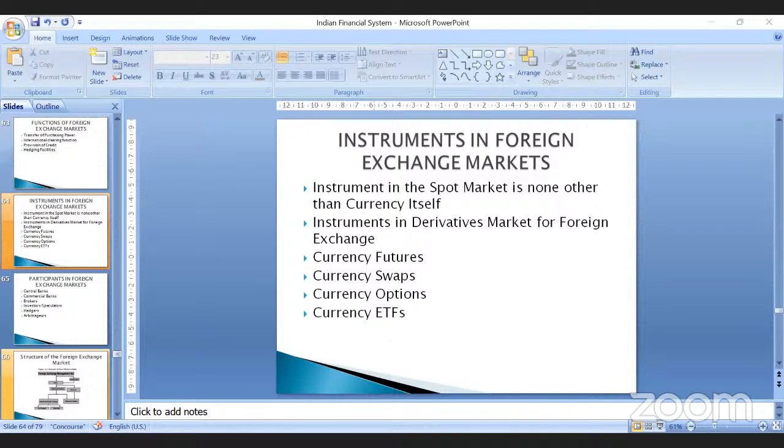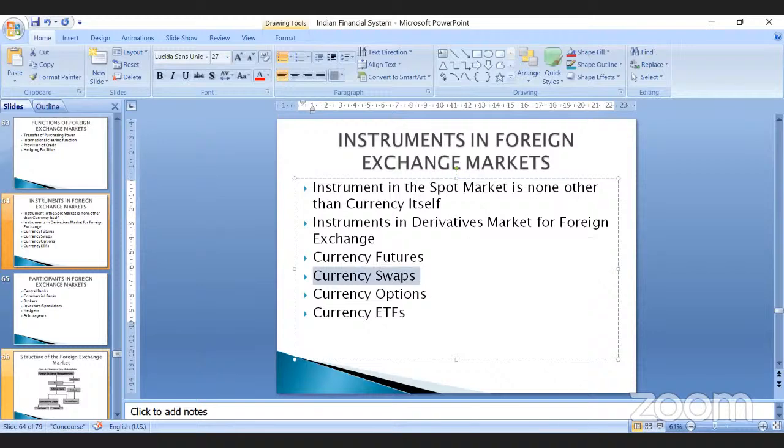Now, whenever we are talking about futures currency, it can happen on two markets. One is exchange markets, that is, they happen on authorized stock exchanges. Whereas forward contracts happen only on over the counter markets. Futures contracts are settled on a day-to-day market basis, whereas forwards happen only over the counter. Not only that, the next instrument that we see in the derivatives market is currency swaps.